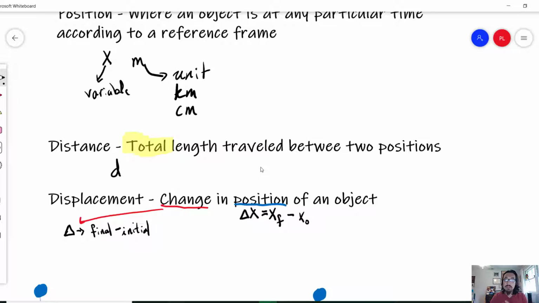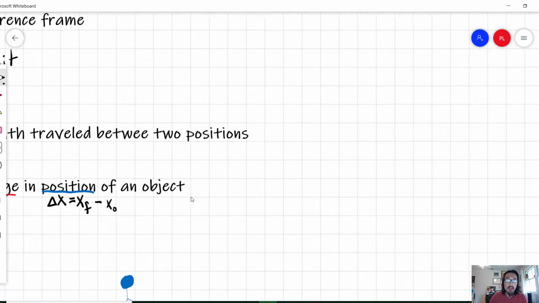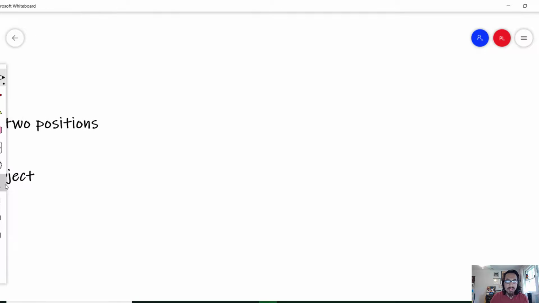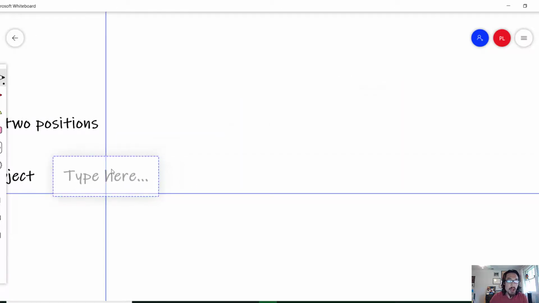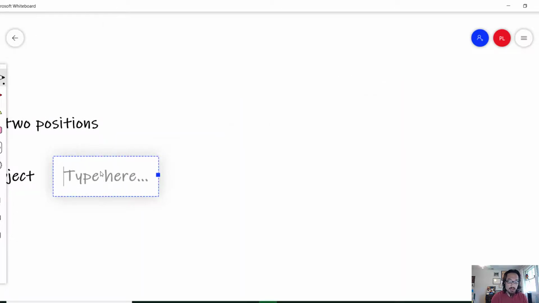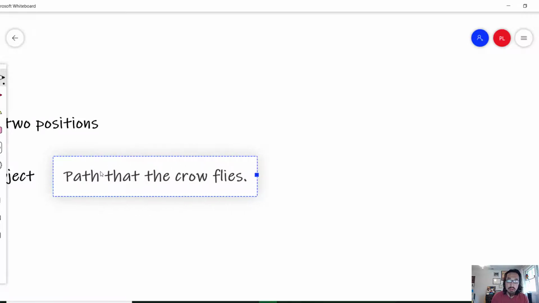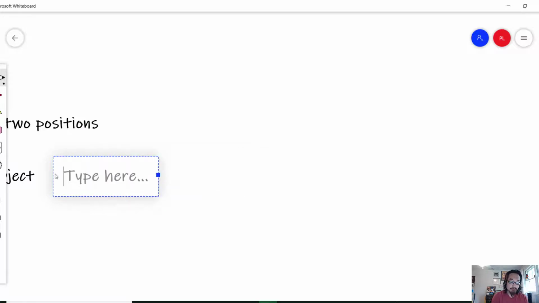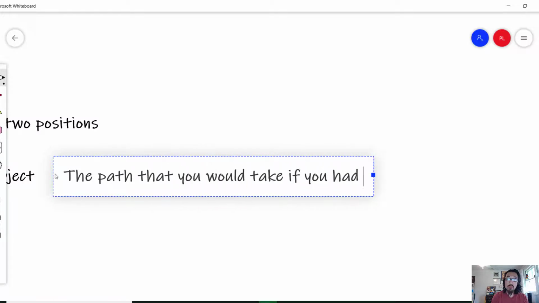Now, that is the physicsy definition of it, but if I were to give you an easy way to memorize it, I've heard it like this. It is the path that the crow flies. Now, I never truly understood it, so I'm going to change it up a little bit. Displacement is, let's say, the path that you would take if you had wings.